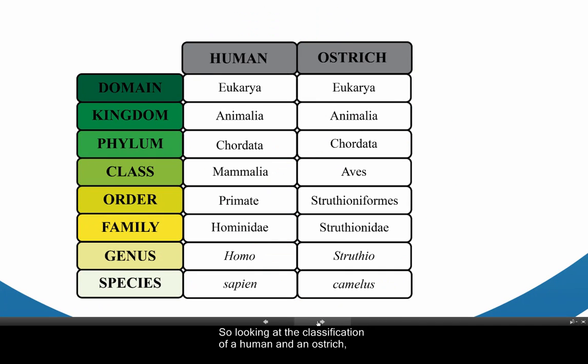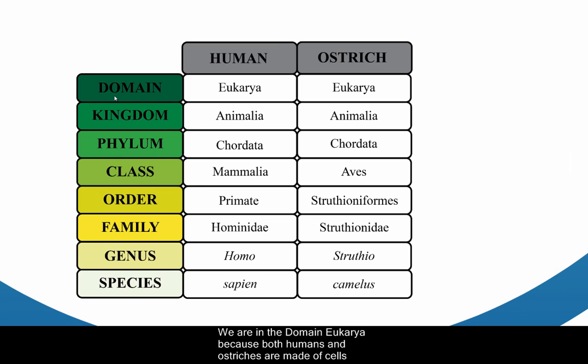So looking at the classification of a human and an ostrich, we start out with this biggest group, which is the domain. Remember, there's three domains. We're in the domain Eukarya because both humans and ostriches are made of cells that contain a nucleus, and neither of us are bacteria. Within Eukarya, there's the four kingdoms, and we both qualify as the animals because we are multicellular, we move around, and we have to feed on other things to get our energy.